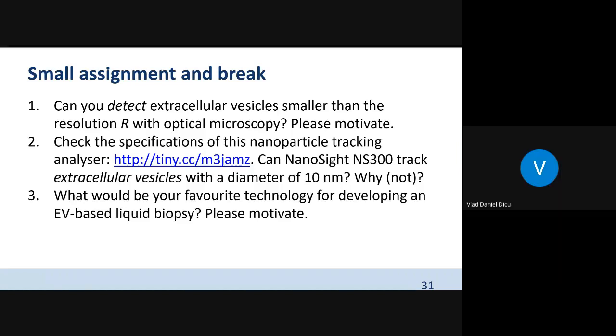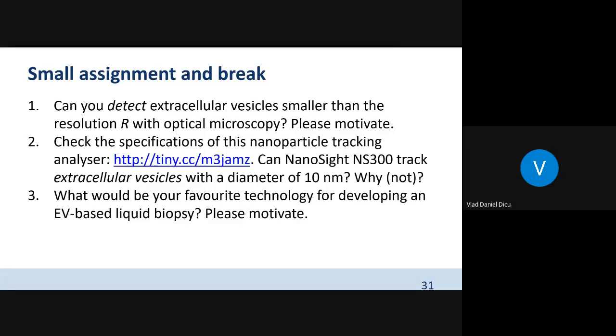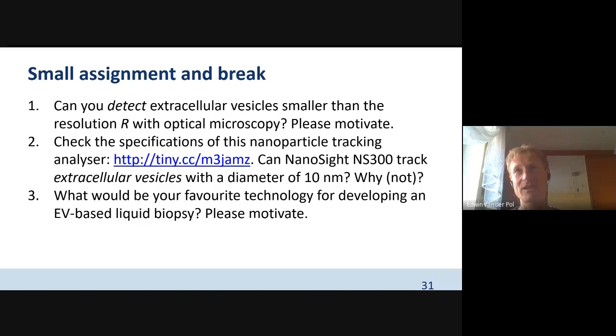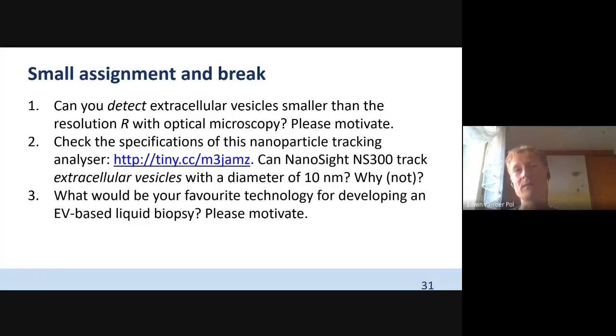No, the volumetric density, like how many EVs we have in a volume. That's the concentration. That's called number concentration. But now we're talking about one vesicle. We want to detect only one, and want to know what is the smallest single vesicle we can detect. So it should be independent of the concentration.